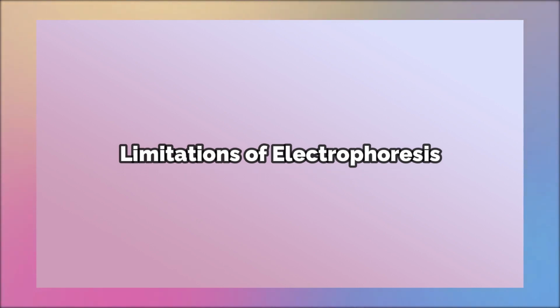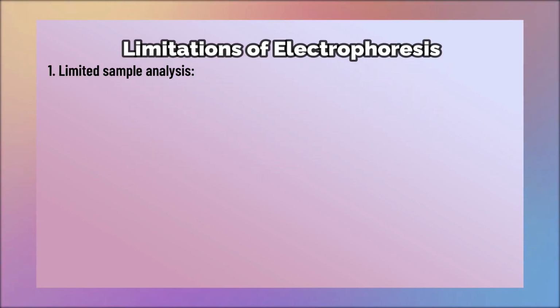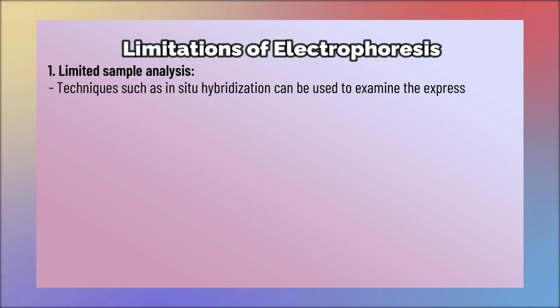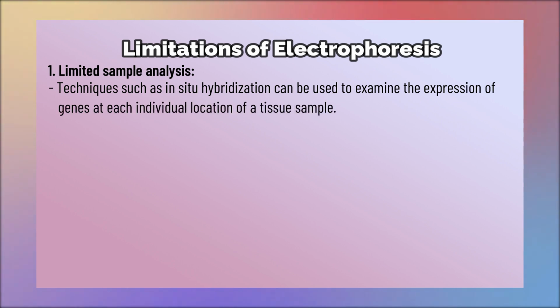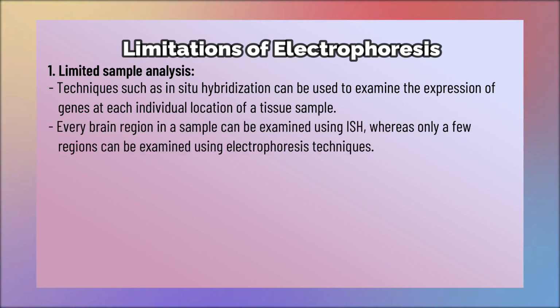Limitations of electrophoresis. Number 1. Limited sample analysis. Techniques such as in situ hybridization can be used to examine the expression of genes at each individual location of the tissue sample. Every brain region in a sample can be examined using ISH, whereas only a few regions can be examined using electrophoresis techniques. Number 2. Measurements are not precise.